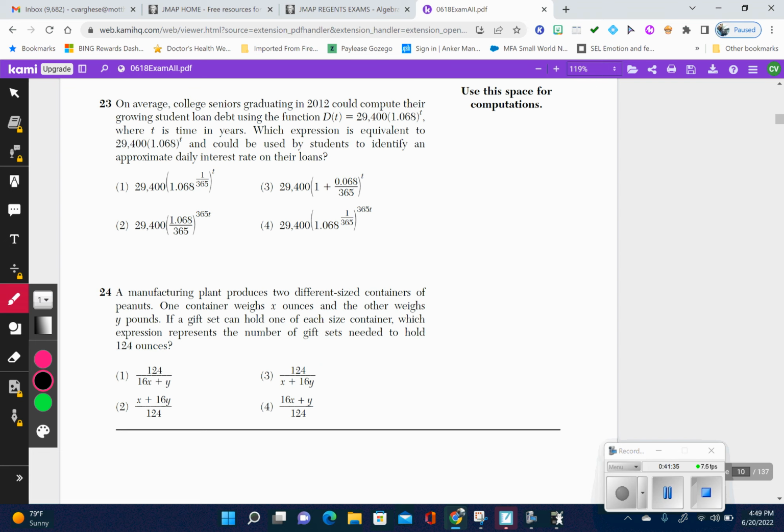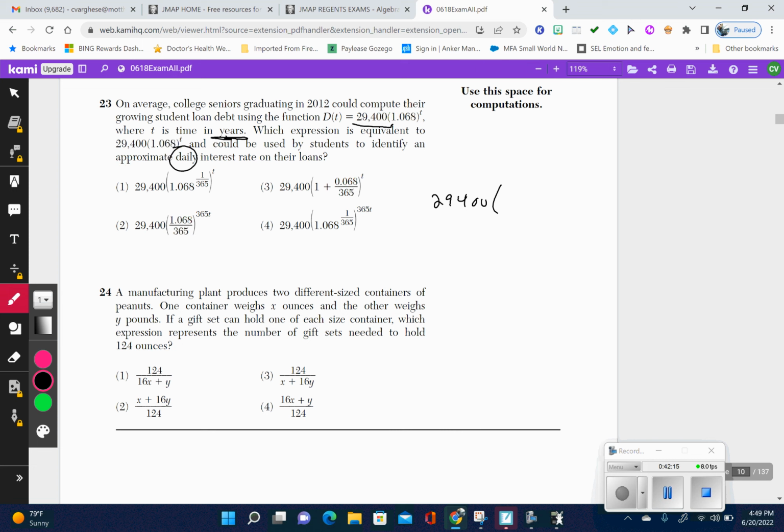All right. On average, college seniors graduating could compute blah blah blah. It's again asking us which one is equivalent to. Anytime it says is equivalent to, I could do this with the calculator, but there are things to note. This is in years and this is in days, okay? So we have to convert from days to years. So they're telling us that the first amount is going to be 29,400, and this is going to be time in years.